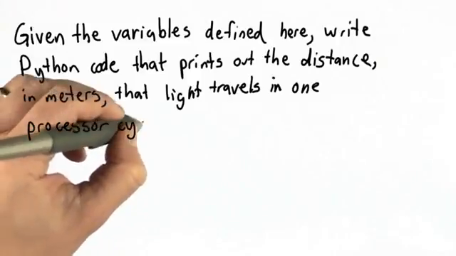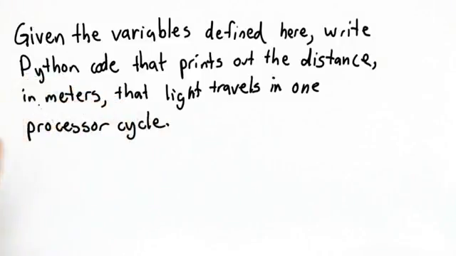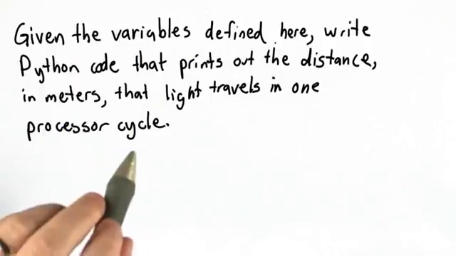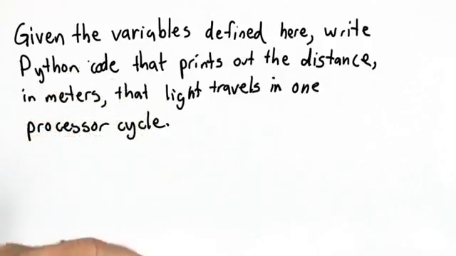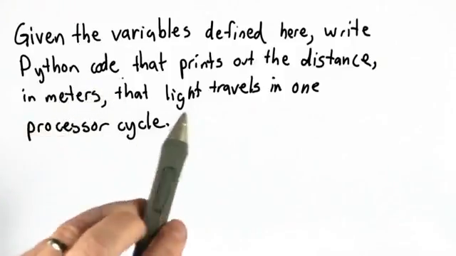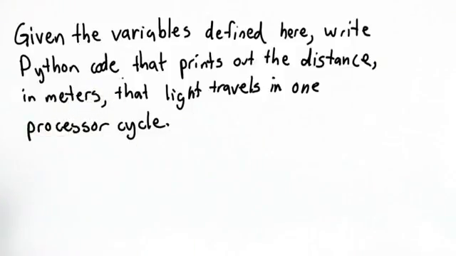So for this quiz, the question is, given the variables that are defined here, and you'll see the variables already defined in the code in your web browser, your goal is to write Python code that prints out the distance in meters that light travels in one processor cycle.